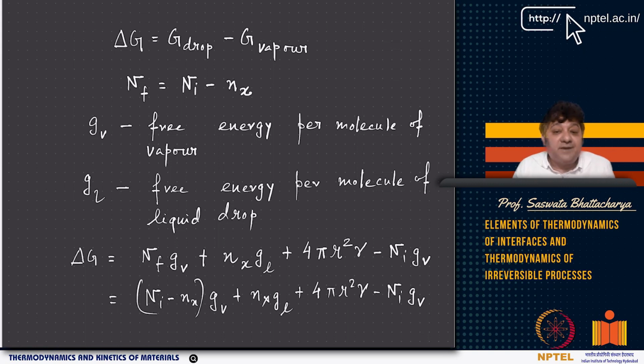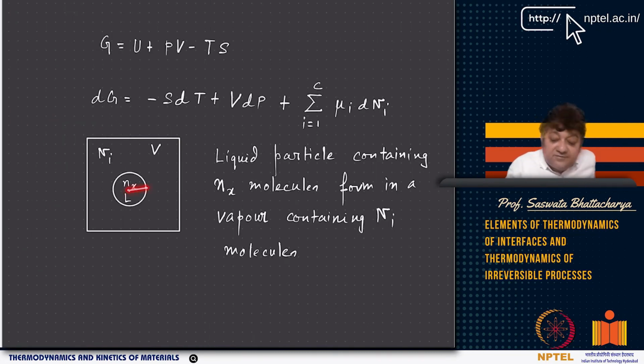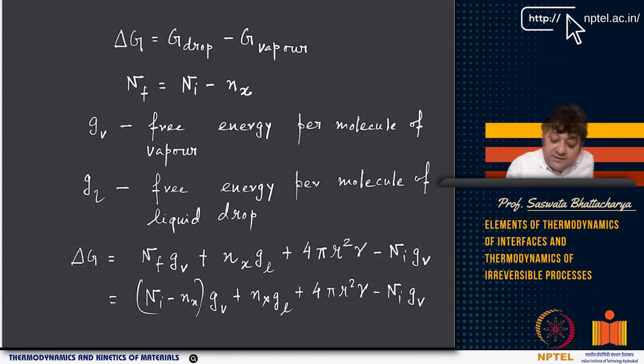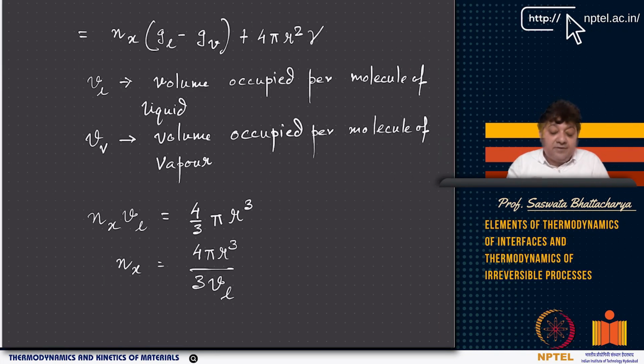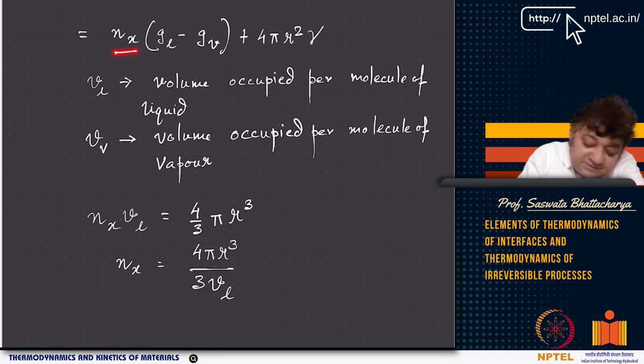Now delta G is what? G drop minus G vapor. Okay, and you can now write small gV as the free energy per molecule of the vapor, small gL as the free energy per molecule of the liquid drop, and then you have delta G, which is basically Nf times gV, gV is per molecule, plus Nx times gL, and then you have 4 pi r square gamma, because r is the radius of the droplet, right? 4 pi r square gamma, because gamma is the interfacial energy. And then what has gone? Ni gV, so minus Ni gV. Now if I go on expanding, what I get is Nx, which is Ni minus Nf, times gL minus gV plus 4 pi r square gamma.